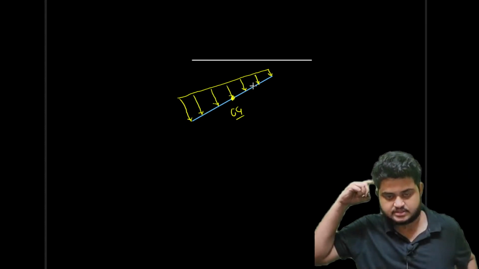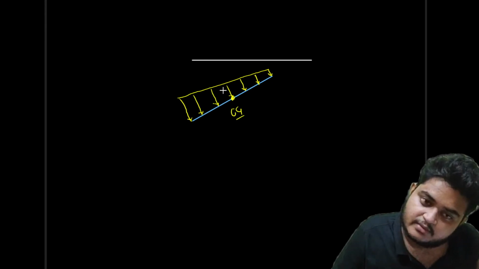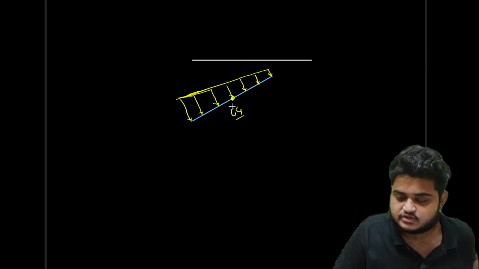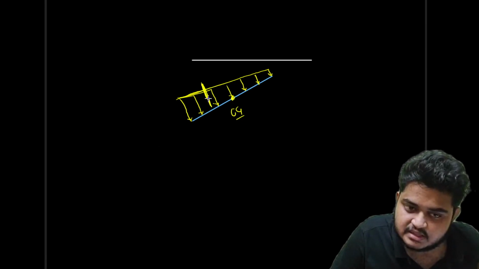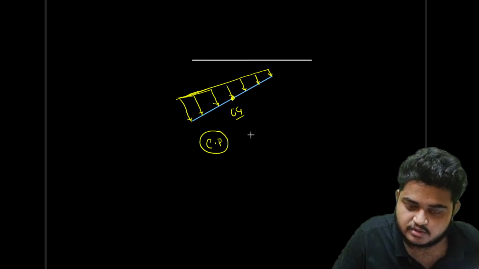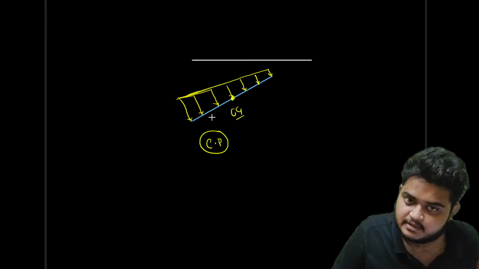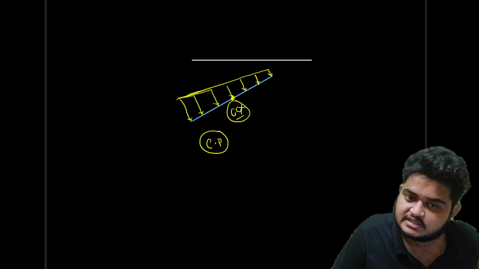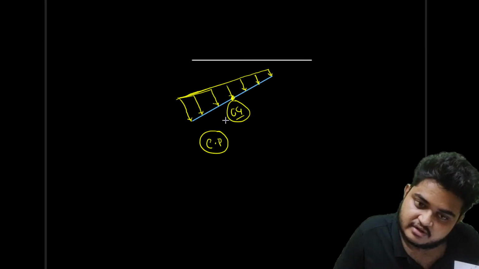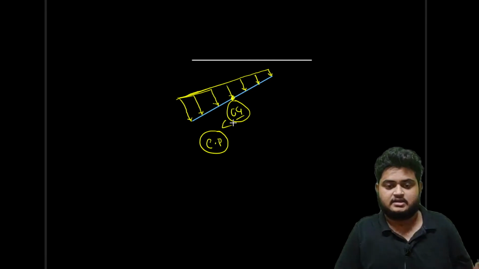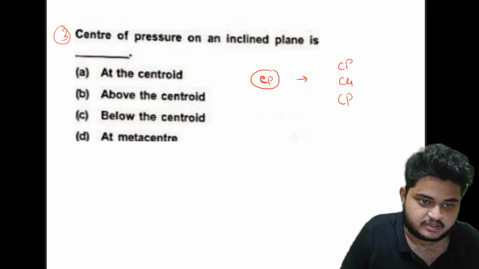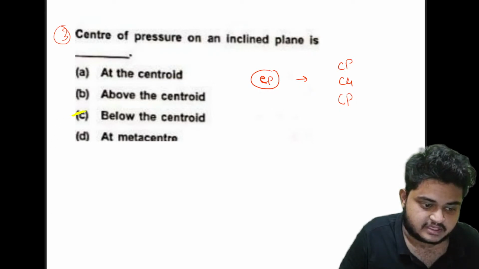So this is the pressure distribution, right? You can see the pressure intensity is somehow greater in the bottommost part. So I can say that the center of pressure will obviously be at the bottom side of the surface, but the CG of the surface is at the middle. So obviously the center of pressure will be below the center of gravity. That is, it will be below the centroid. Option C will be the correct answer.